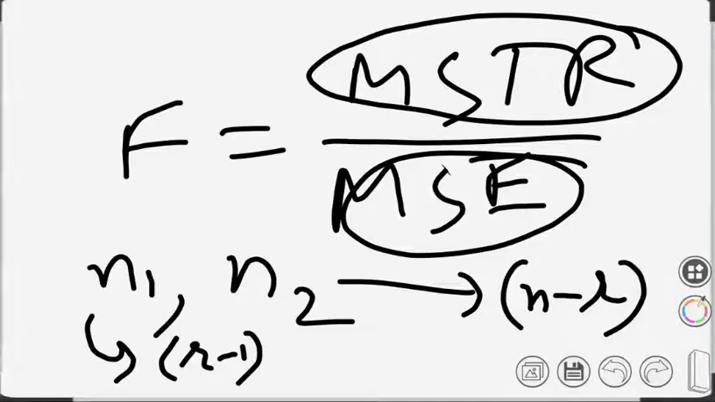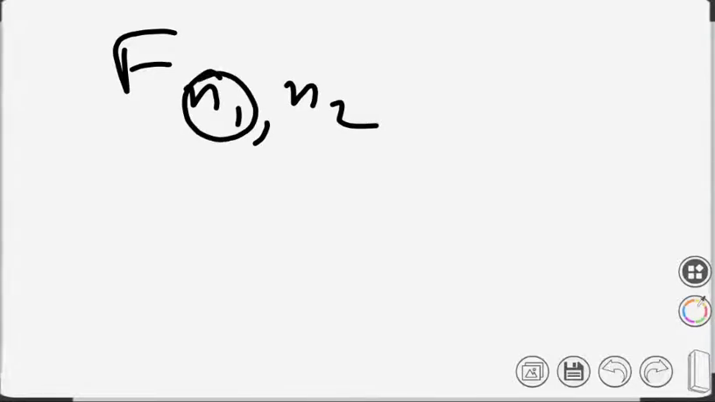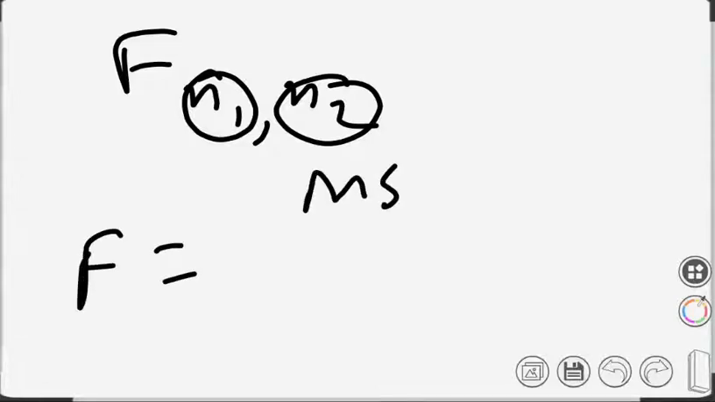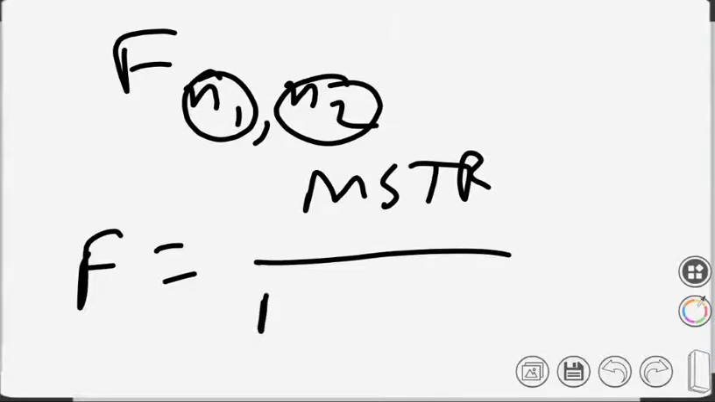Sir, please explain SSTR once again. Yes, I'll say it again. F always comes with two different degrees of freedom, n1 and n2. n1 is the degrees of freedom for the numerator and n2 is the degrees of freedom for the denominator. Now we have defined it in the table that I have sent. We have defined F as MSTR by MSE.